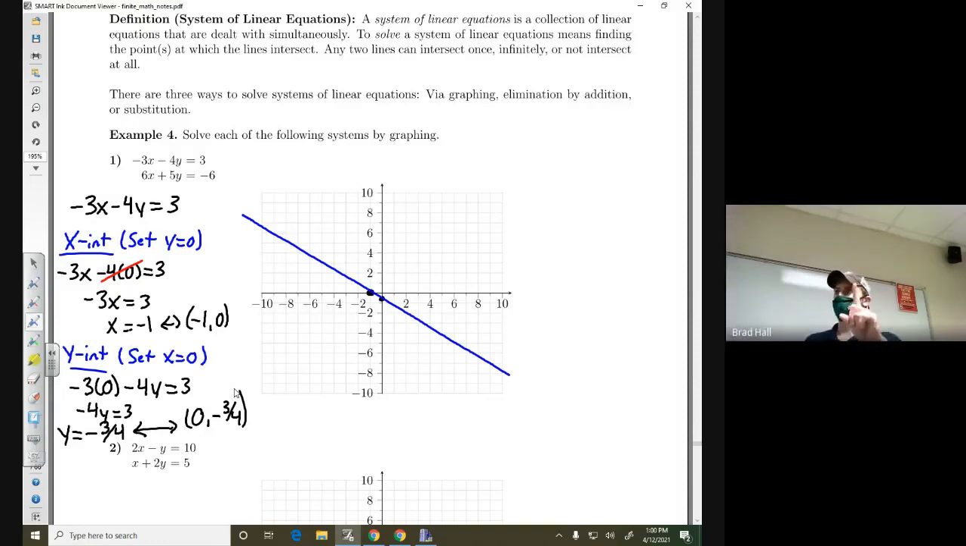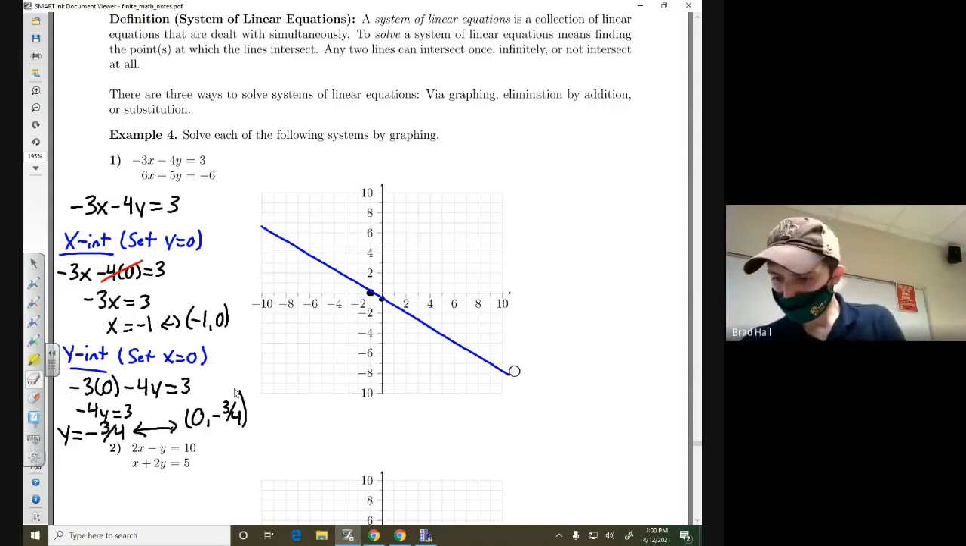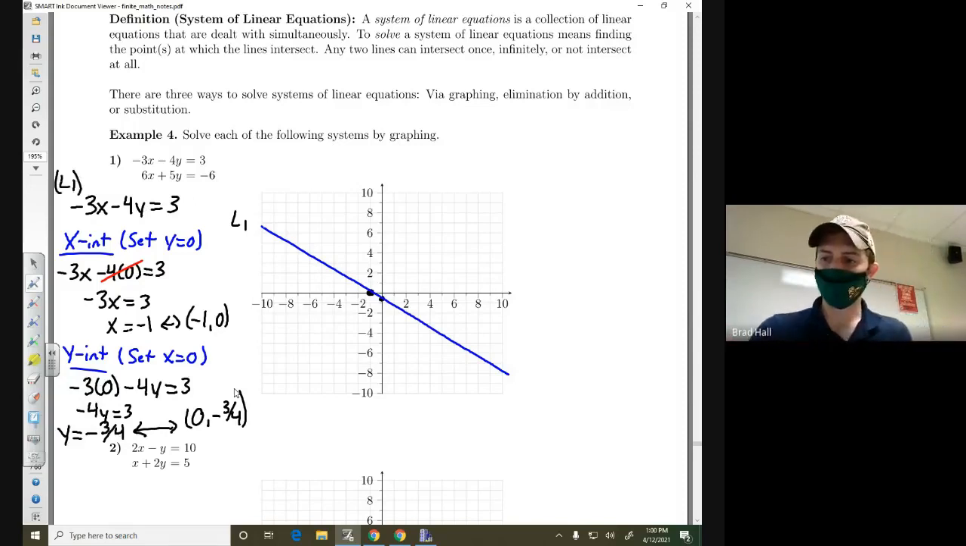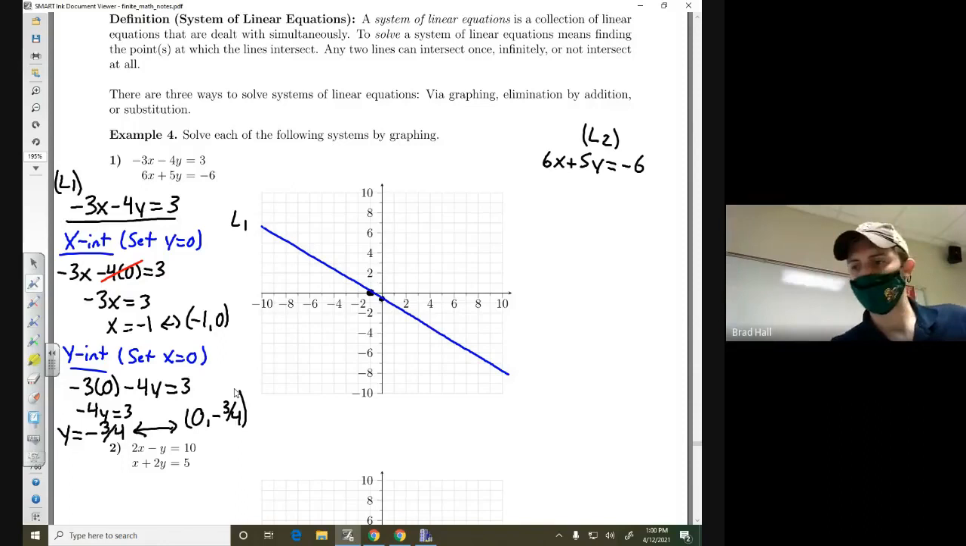So this is just one line. This is a system of 2 lines, though. So we need to figure out information about the second one. We did all of that for the first line. And I like to put L1, just to say the first line. So this was all the stuff pertaining to L1. And then we'll do everything for L2 over here, which the second line here is 6x plus 5y is equal to negative 6. Here's the first line, here's the second line.